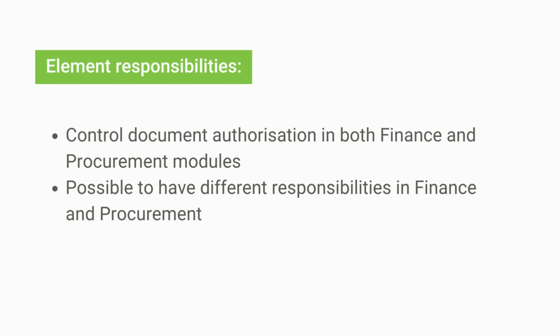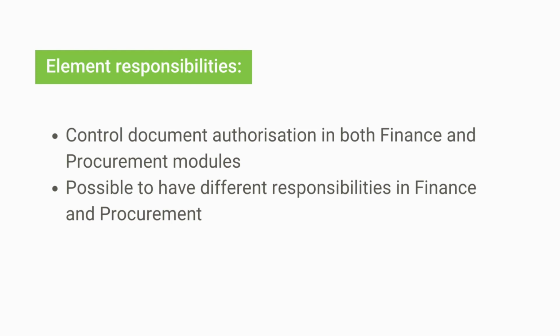Is it possible to have different responsibilities in finance and procurement? If you're in the position where you have both the financial module and the procurement module, the answer is yes. You can set up different rules for different modules. You could have one user in finance authorizing, for example, purchase invoices, and they could have a different responsibility in procurement for approving a PO.